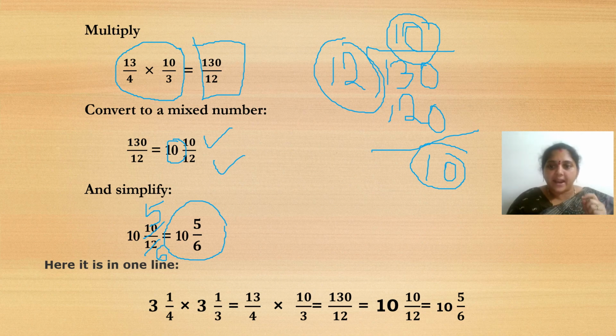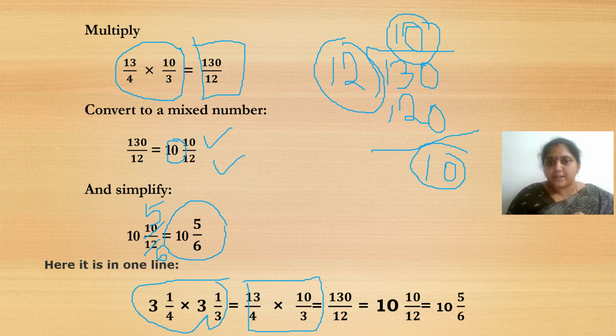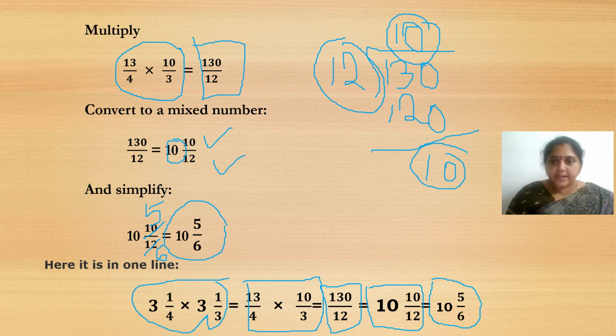Now, you can write this in a single line as I have shown you in the before example. How can you write it? Multiply both the fractions by converting them directly into improper fractions and multiplying the numerators and denominators, then converting it into a mixed fraction. If simplification is required, we simplify the number. So a simple process: mixed fractions to improper fractions, multiply numerators and denominators, then you will get a mixed fraction.